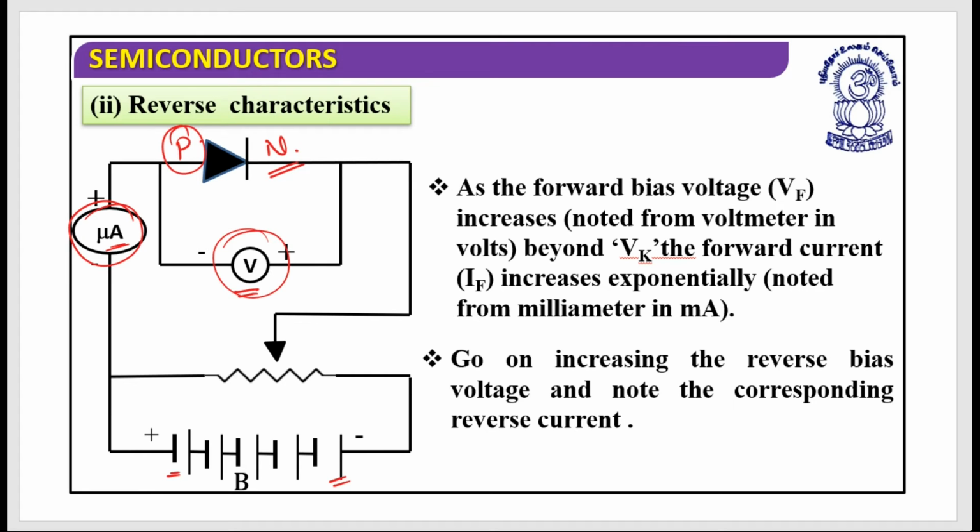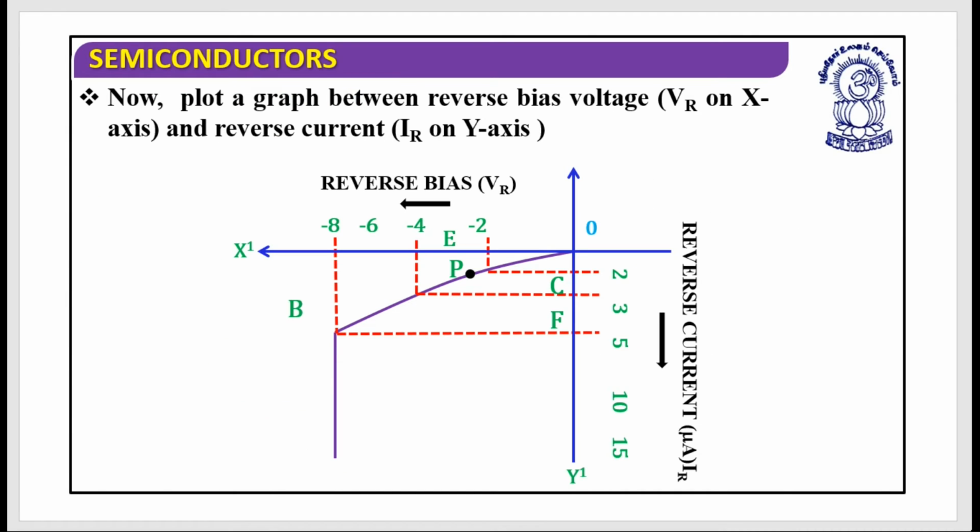An ammeter having a very small range is used. We also have a rheostat used over here, with the help of which we can change this voltage. As the forward bias voltage increases beyond Vk, the forward current increases exponentially, and that is what we have seen. Now we increase the reverse bias voltage and keep noting the reverse current. If we plot this reverse current characteristic, it would look like this. This is the reverse bias voltage, and this is the reverse current.